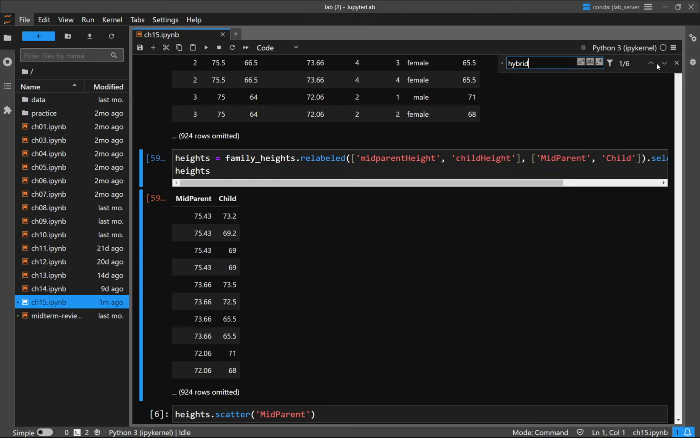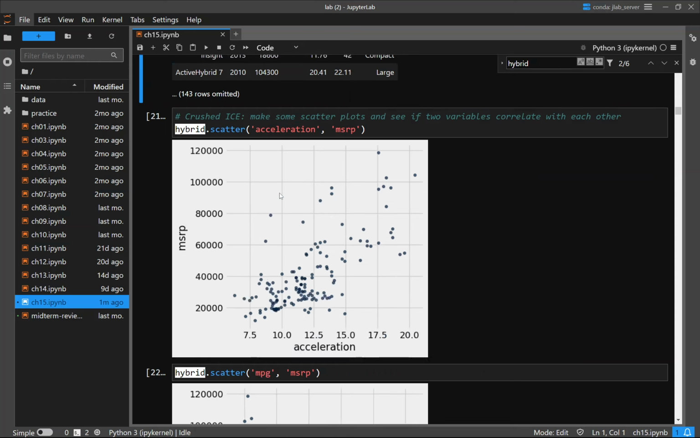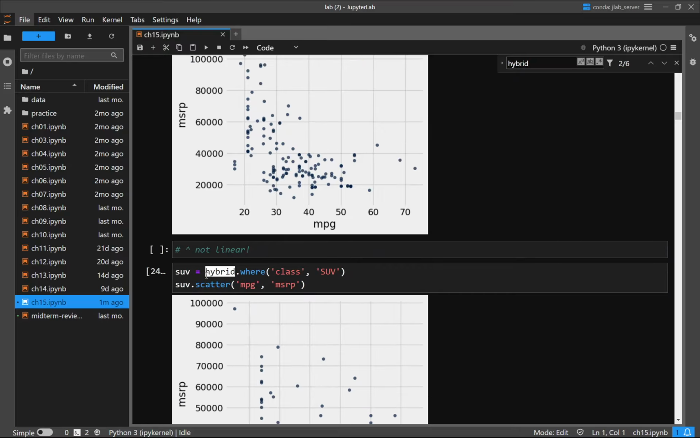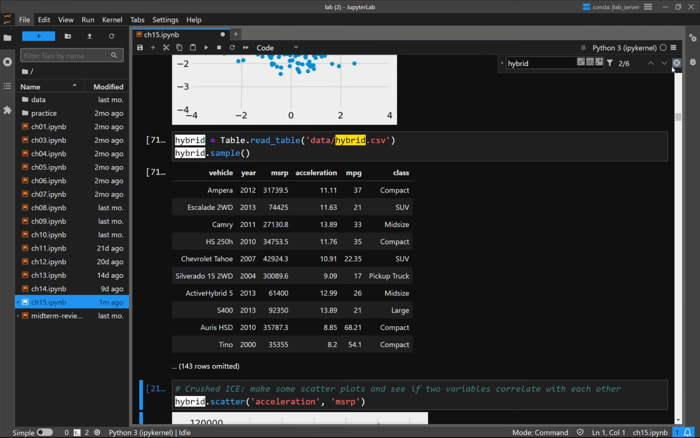Where was that? Ta-da! Here's the hybrid table of all these cars, right? Did we change it to select out only the SUVs? No. Let's just take the hybrid stuff only. So a bunch of cars again. Let's go back to these guys.